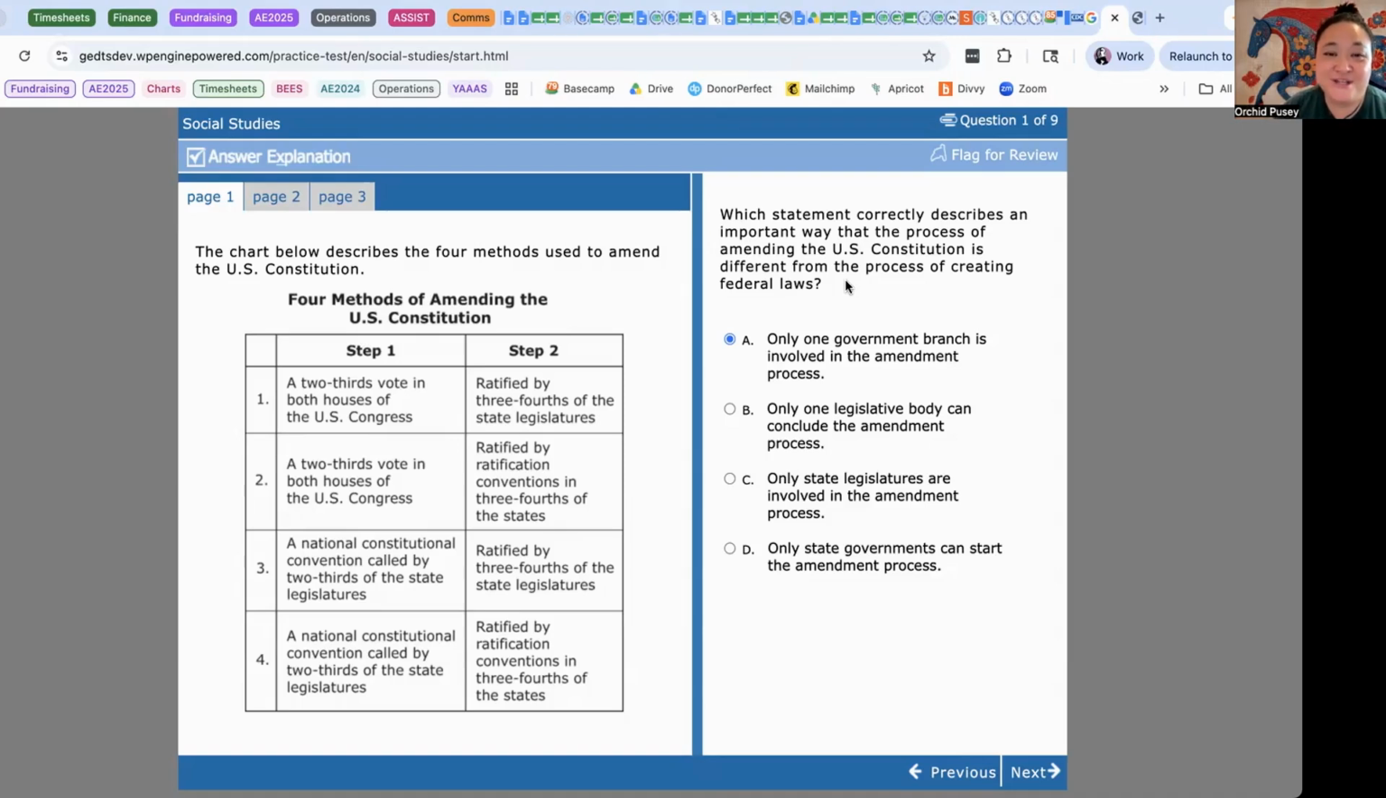Let's look on the left to see the information that we're supposed to understand. The chart below describes the four methods used to amend the US Constitution. So four methods, one, two, three, four, each having a step one and a step two. Method one, the first step is that a two-thirds vote in both houses of the US Congress has to happen. And then step two is that three-fourths of all of the state legislatures have to ratify it to approve it.